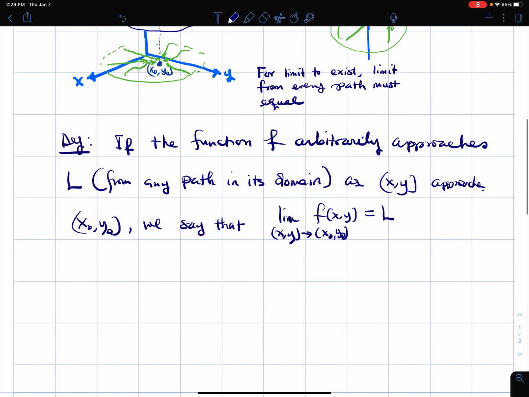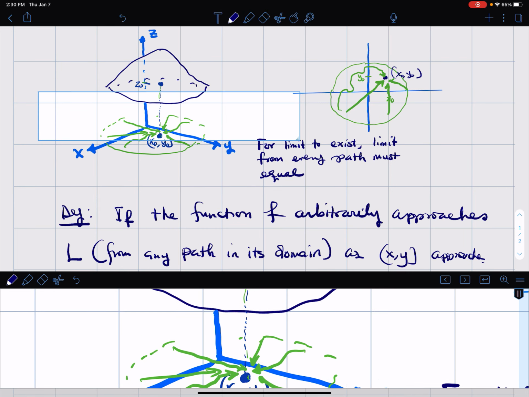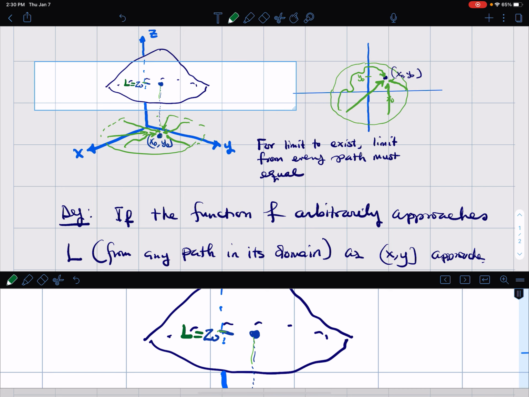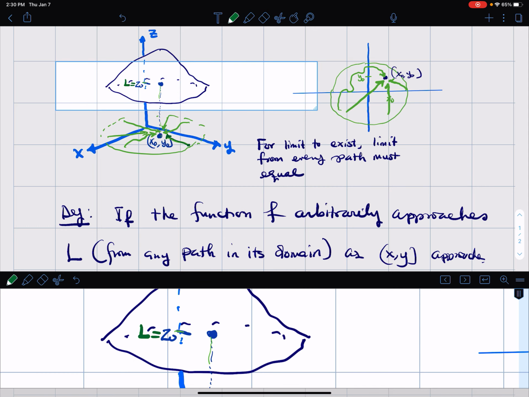If the function f arbitrarily approaches L from any path in its domain as (x, y) approaches (x naught, y naught), we say that the limit of f(x, y) as (x, y) goes to (x naught, y naught) is equal to L. So what does that mean here? That means that our z naught is our L in this case. So this is our L here. If you are at any point here and you try to approach (x naught, y naught), your value is going to go towards L.